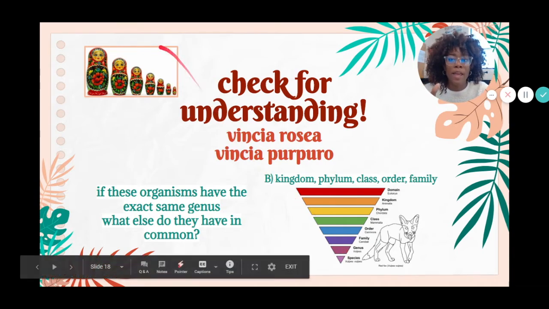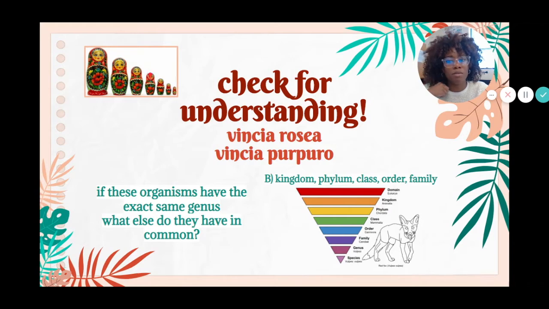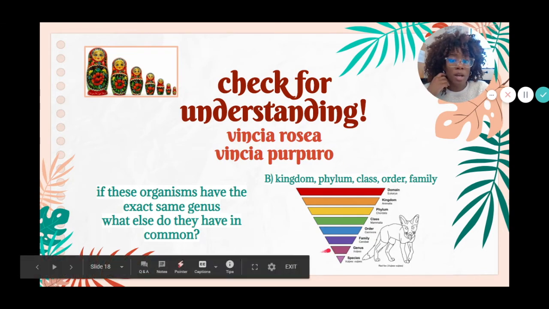Because remember, these levels fit into each other like Russian nesting dolls. So if two organisms are in the same Russian nesting doll of this size, they must also be in the same one of that size, and of that size. But just because they're in the same one here does not mean that they're in the same one there. Same thing here. If they have the same genus, they have the same all of those. However, they could be different species. We don't know.